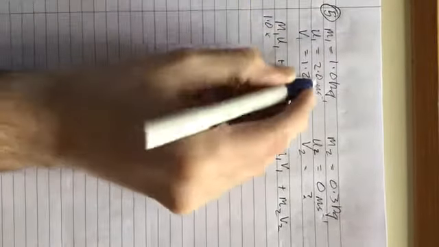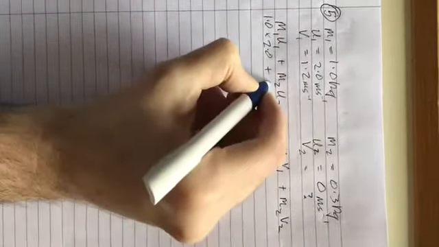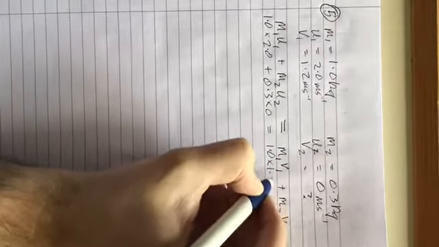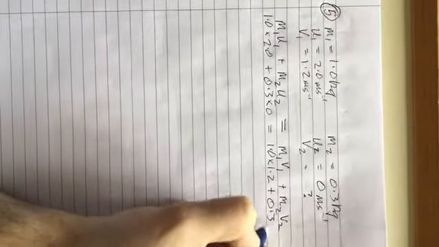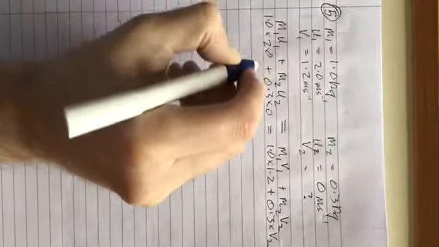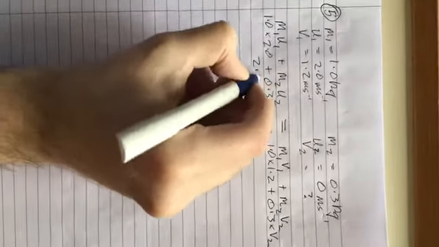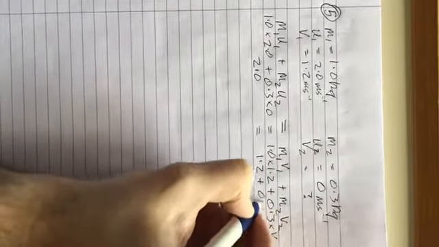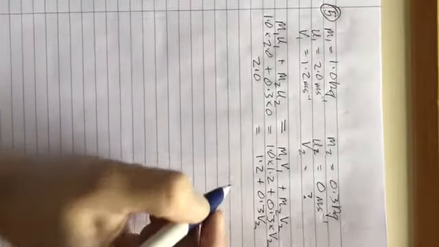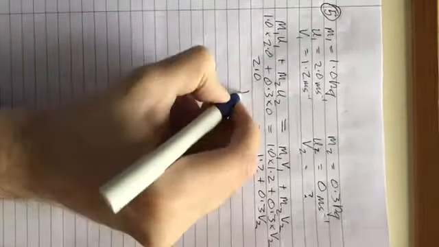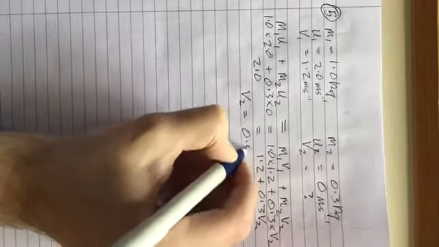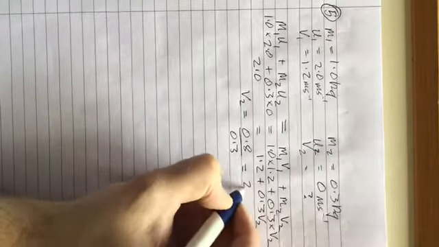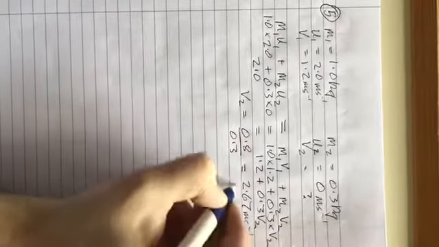1.0 times 2.0 plus 0.3 times 0 equals 1.0 times 1.2 plus 0.3 times V2. So that's going to give us on the left hand side 2.0 and on the right hand side 1.2 plus 0.3 V2. And then that's going to be V2 equals 0.8 over 0.3. I've skipped some algebra there, but by this stage it should be obvious how that's happened. 2.67 meters per second. There we go.